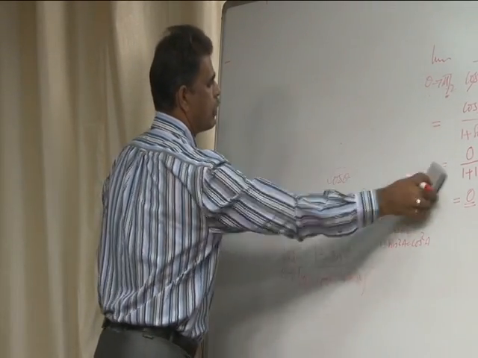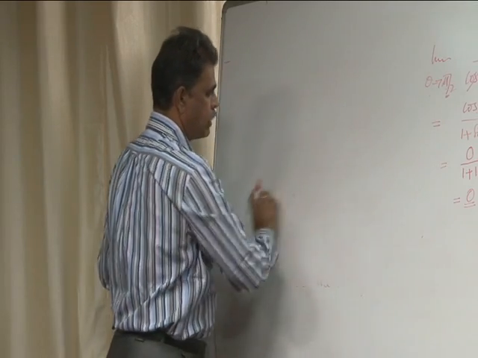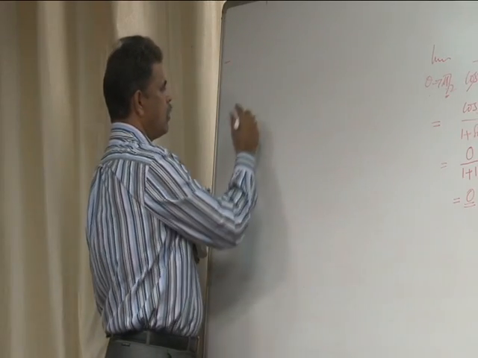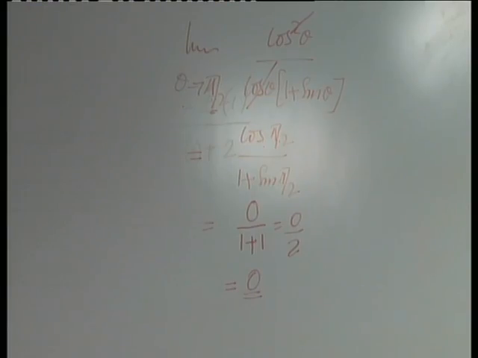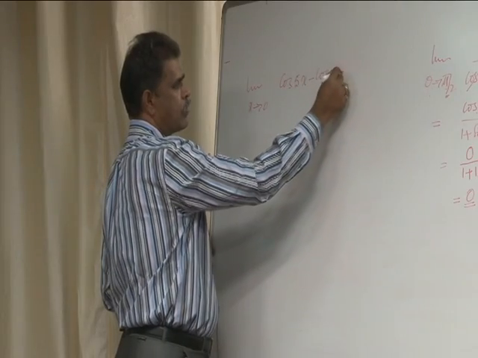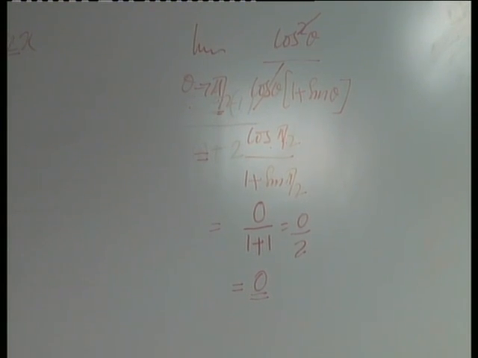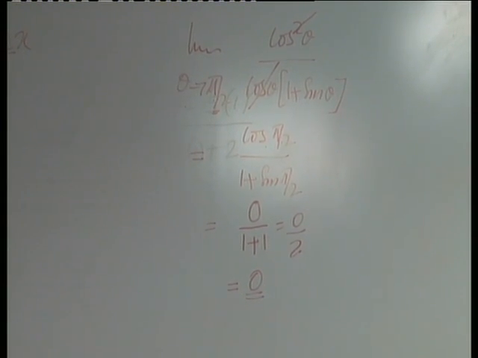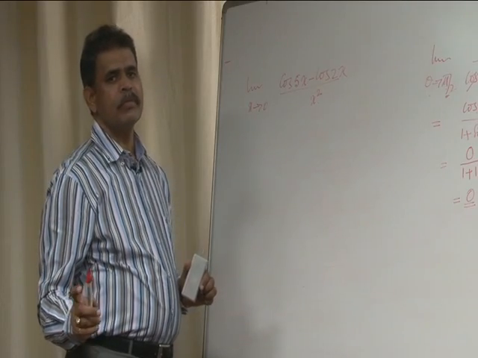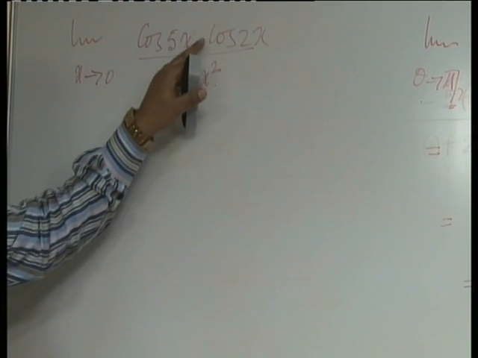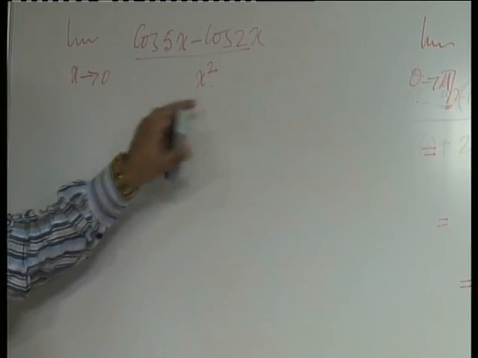Next, look at another problem. This is different when compared to previous problems. Limit as x tends to 0, cos 5x minus cos 2x, all divided by x square. Here both the terms are in cos only, cos 5x minus cos 2x divided by x square.